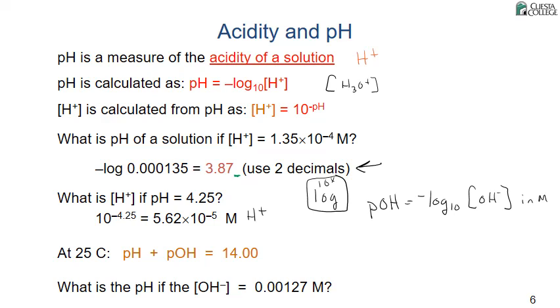Try that in your calculator, see if you get the correct answer. Taking the negative log of the OH minus concentration yields an answer of 2.90. The negative value is negative 2.90. The 2.90 can be subtracted from 14 to give 11.10 as the pH. The 2.90, of course, was the pOH.